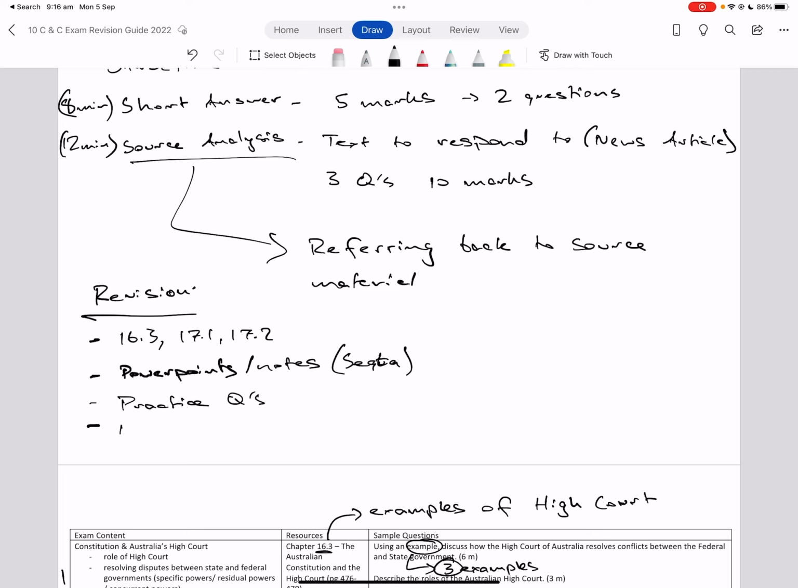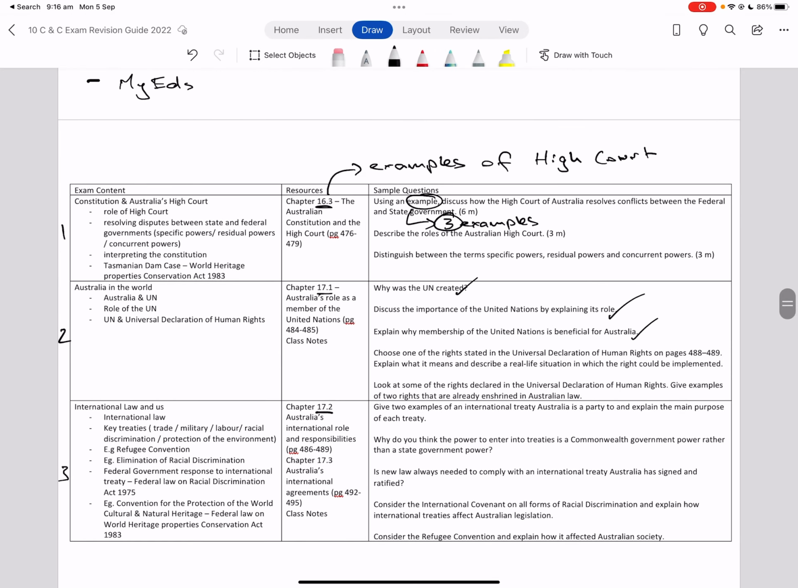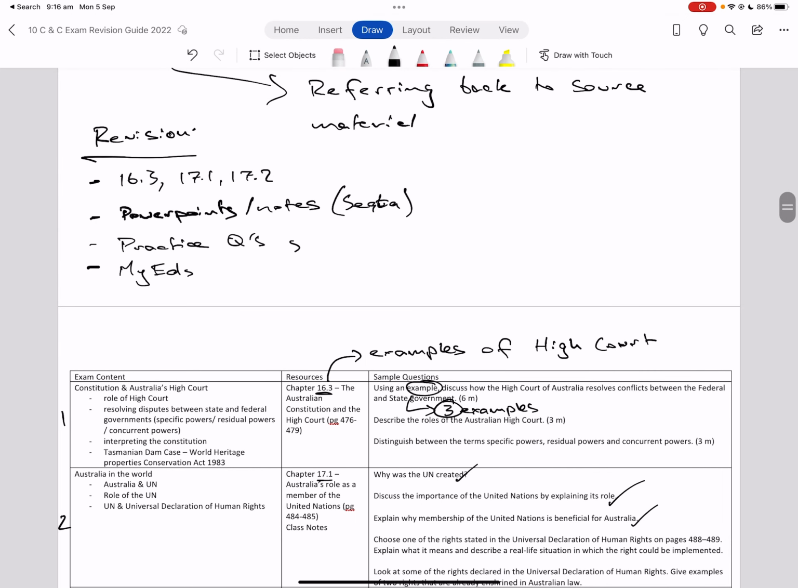If you're looking for anything additional, there are all these revision MyEds that I've enrolled everyone in, and you can certainly make use of those as well. If you want to do some of the practice questions and you want some feedback, please email me. And I'll do my best to get some timely feedback for you. The best way for me to do that is if you've handwritten your responses and then you scan them into a PDF form, and then I can provide feedback in quite a timely manner for you as well.